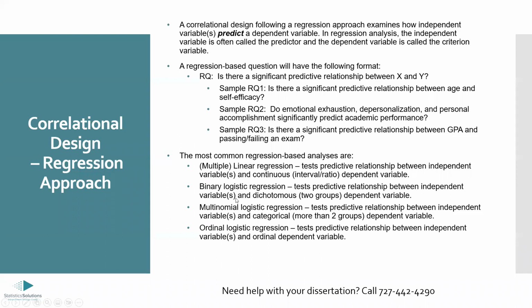Here we can see the most common regression approaches, and very similar to the correlations, depending on the level of measurement of your outcome variable, that is going to be the determination on what type of regression model you run. So if you have a continuous outcome or continuous dependent variable, you can run linear regressions. If you have an outcome that is dichotomous, something like passing or failing an exam, you can do a binary logistic regression. If your outcome has 2 or more possibilities, then you can use a multinomial logistic regression.